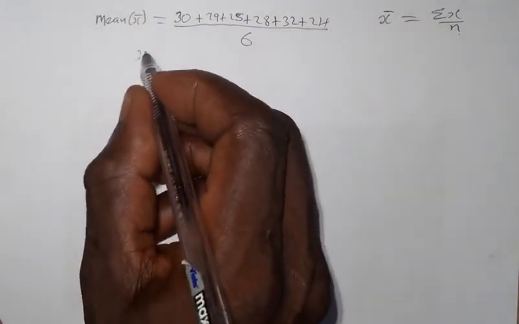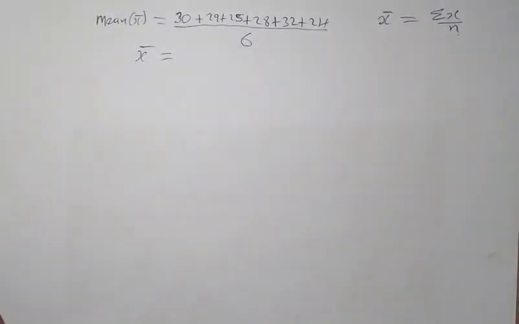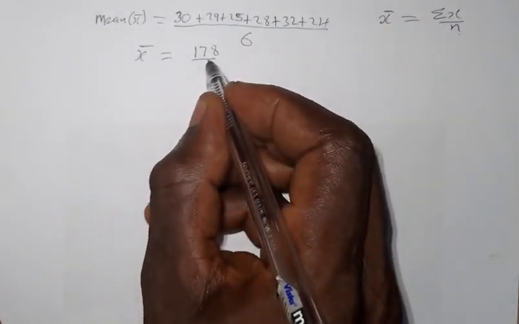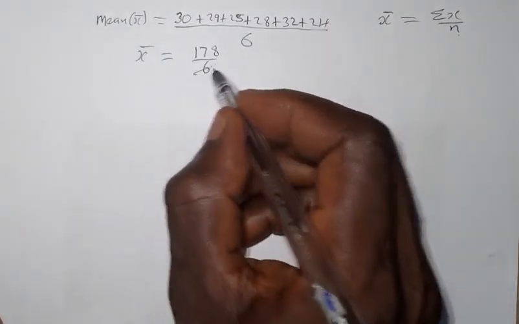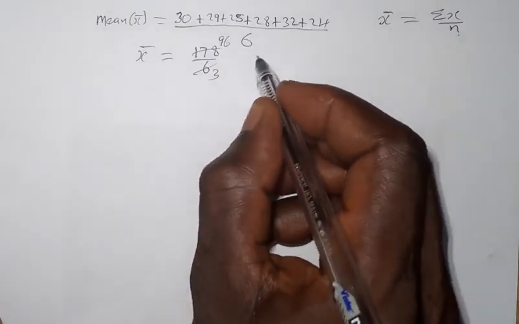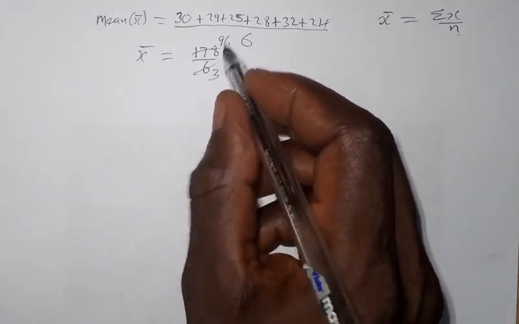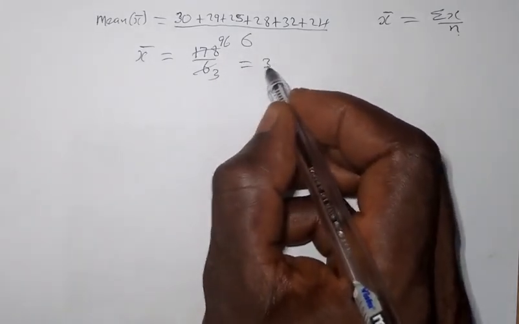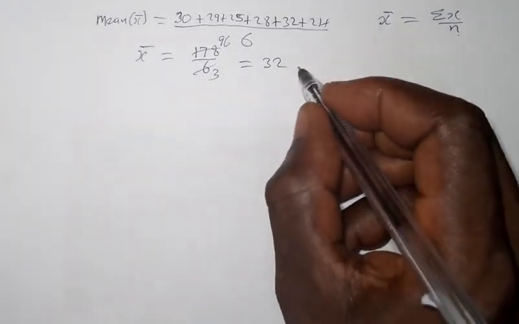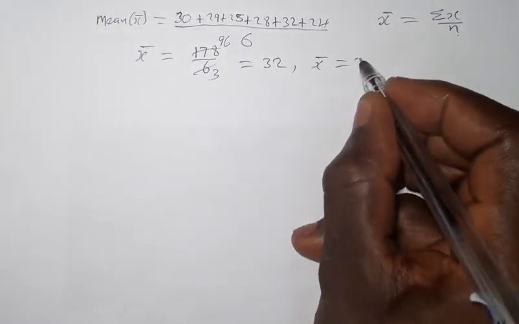So when we sum them, we have x bar equals, when we sum it all, 178 divided by 6. This will give us 3, and this will give us 96. So 96, when you cancel, will give us 32. So by implication, our mean x bar is equal to 32.